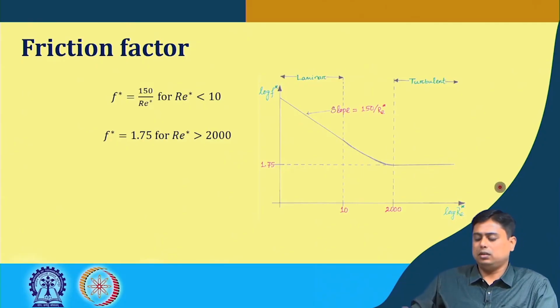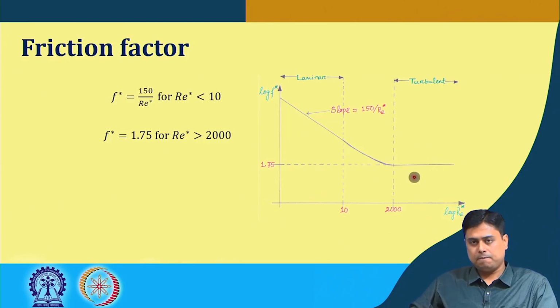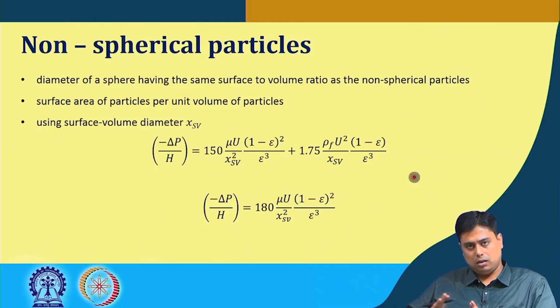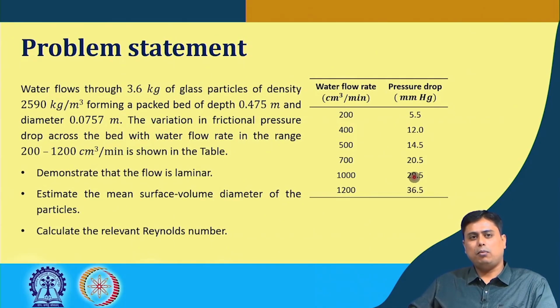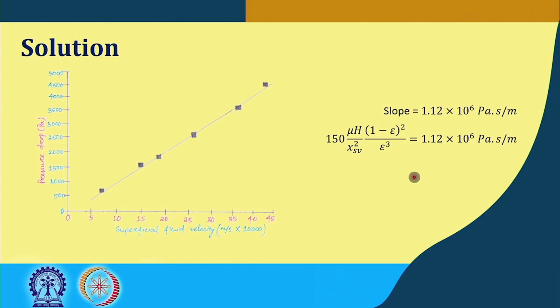If you remember this graph, then it would be easier. Again, this is not to scale, but it is a schematic. For non-spherical particles, both these equations, the Kozeny-Carman and Burke-Plummer, as well as the overall Ergun equation, can be used with the surface volume mean diameter, and we have seen in a problem how that is useful.